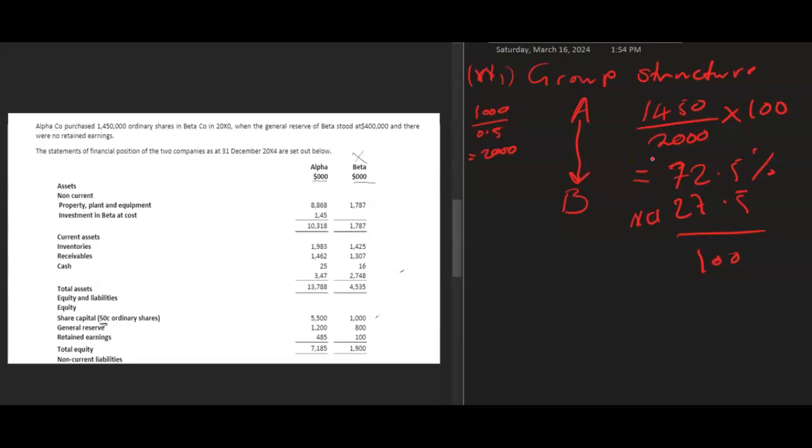We can go to working 2. Initially, we are supposed to calculate goodwill. But usually for us to calculate goodwill, we need the net assets of the company. So instead of doing it directly, we are going to simplify it by putting the working of net asset list. We're going to calculate net assets alone, as standalone. Then that's when we're going to go to goodwill.